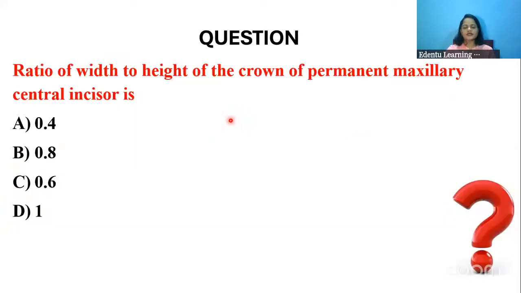Now next, the ratio of width to height of the crown of the permanent maxillary central incisor is. You have to remember the dimensions for answering this question: the ratio of width to height of the crown of the permanent maxillary central incisors. Again, a calculation-based question this is. The answer is option B, 0.8. I'll show you how.